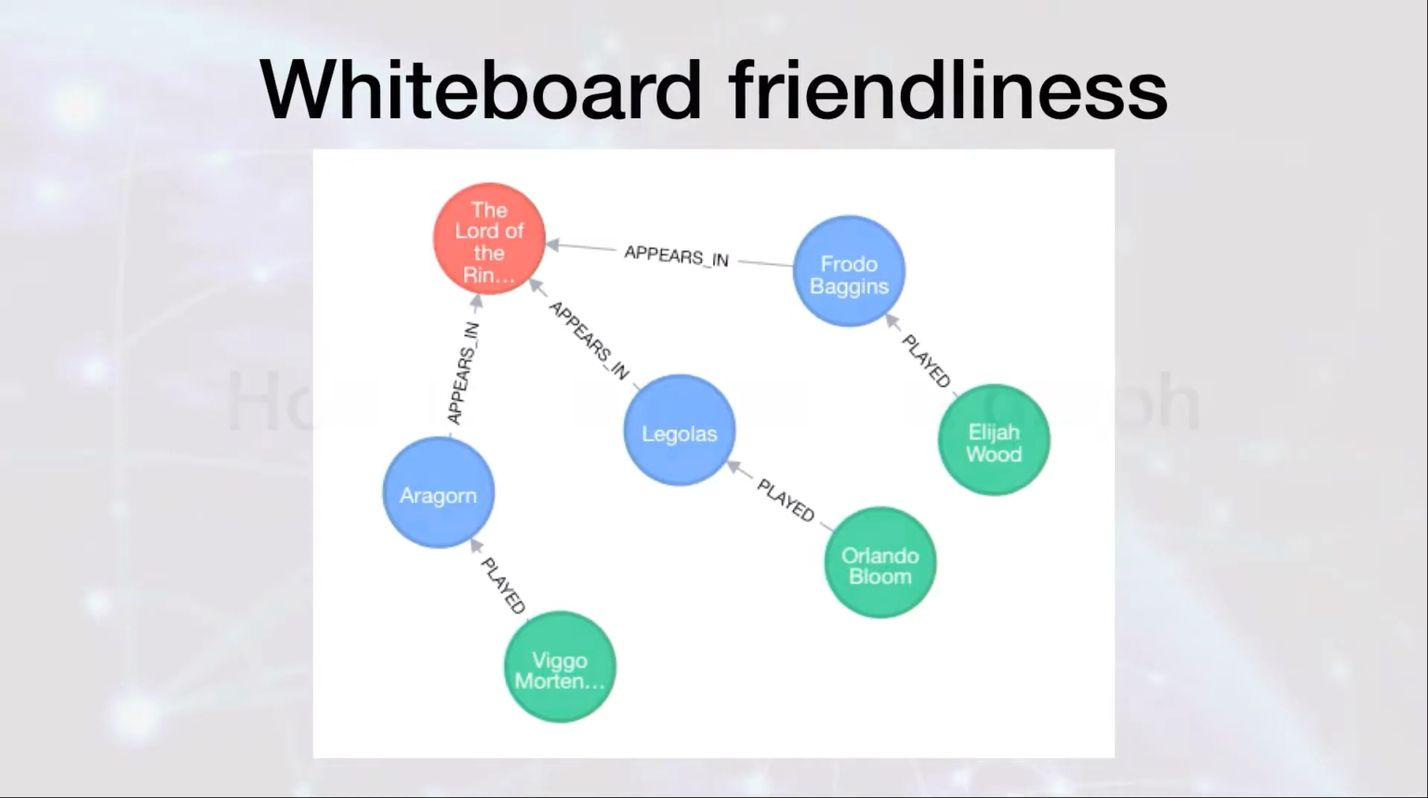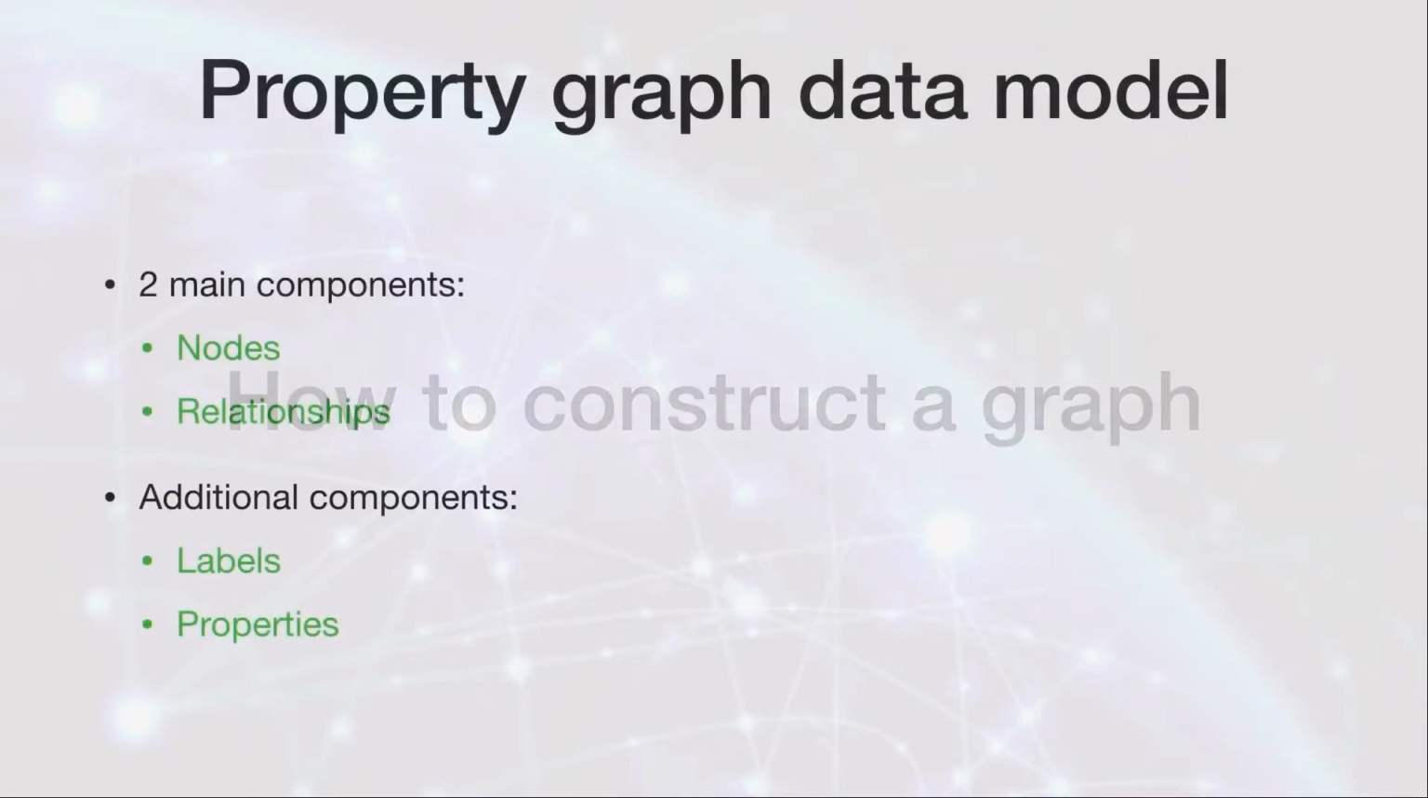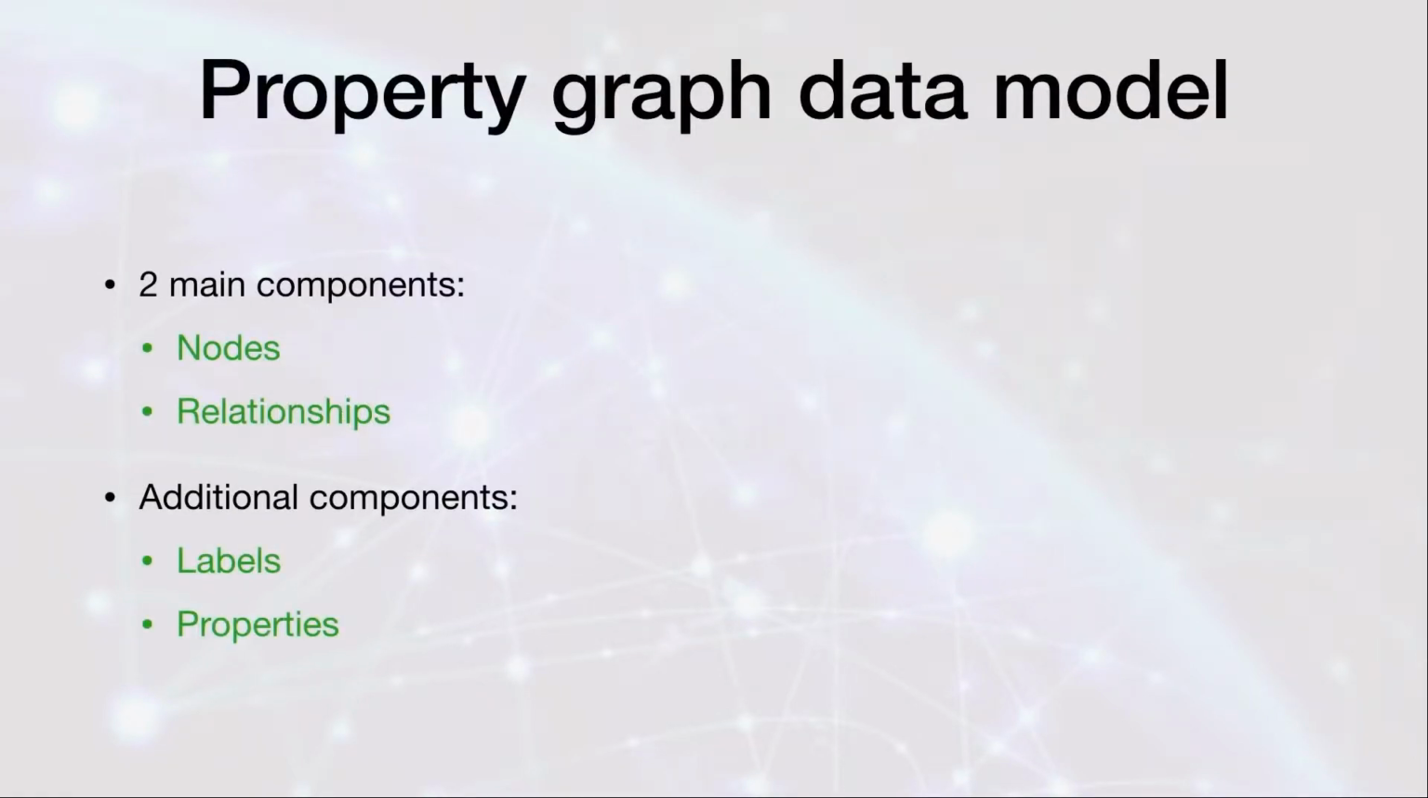So how do we construct this graph? How do we piece this together? We know what it's supposed to look like now. There are two major components of the property graph data model: nodes and relationships. And then we can add a little more detail to what we like to call hydrating the model with labels and properties. We'll take a look at each one of those components.